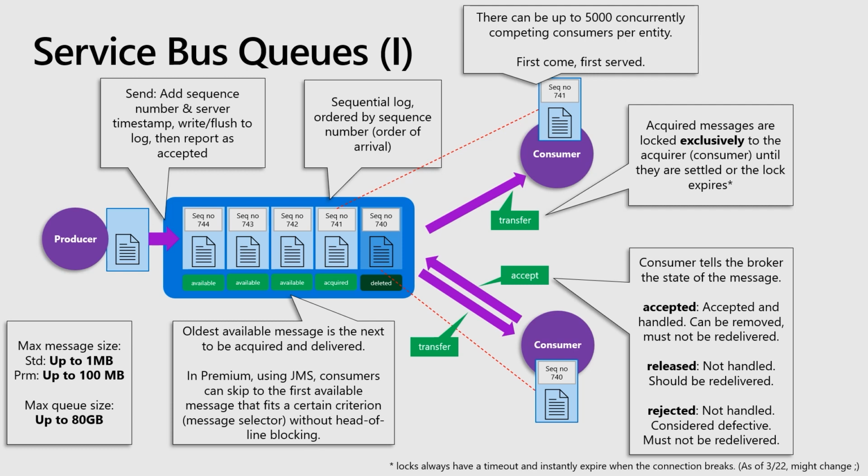Okay. So that's the basic functionality of a queue. It's an exclusive assignment of jobs through a sequential log. That can then also obviously buffer those messages.